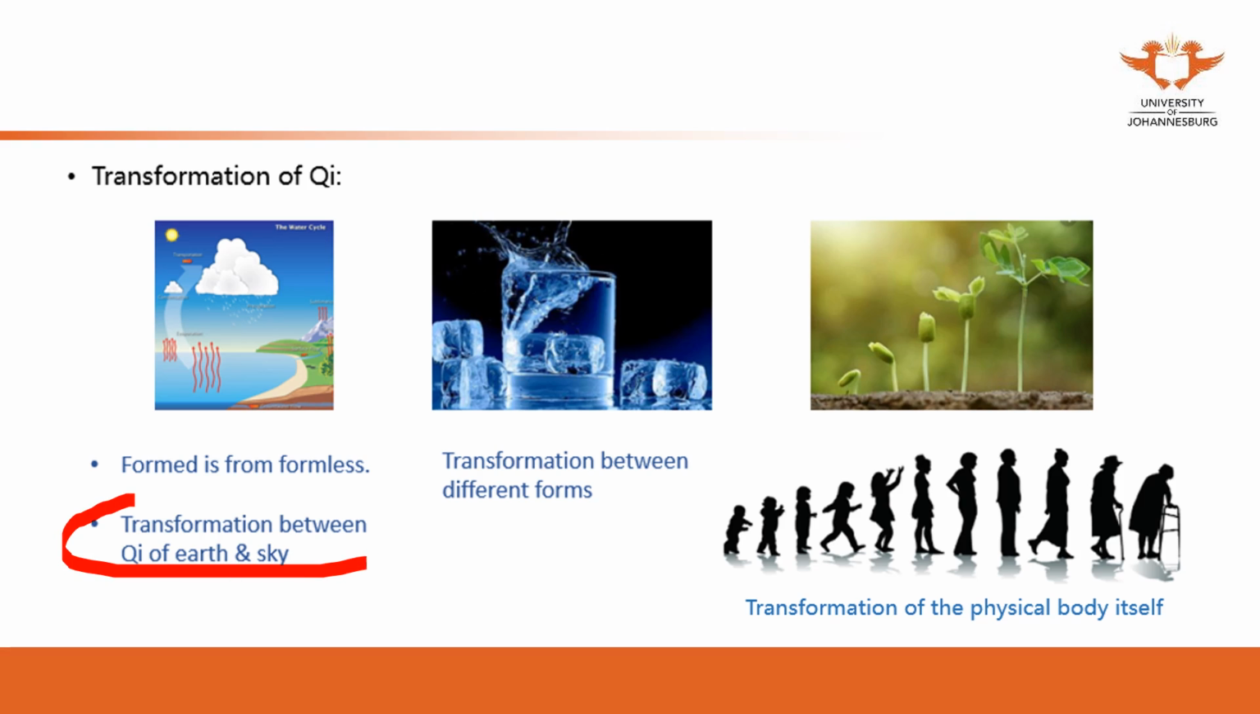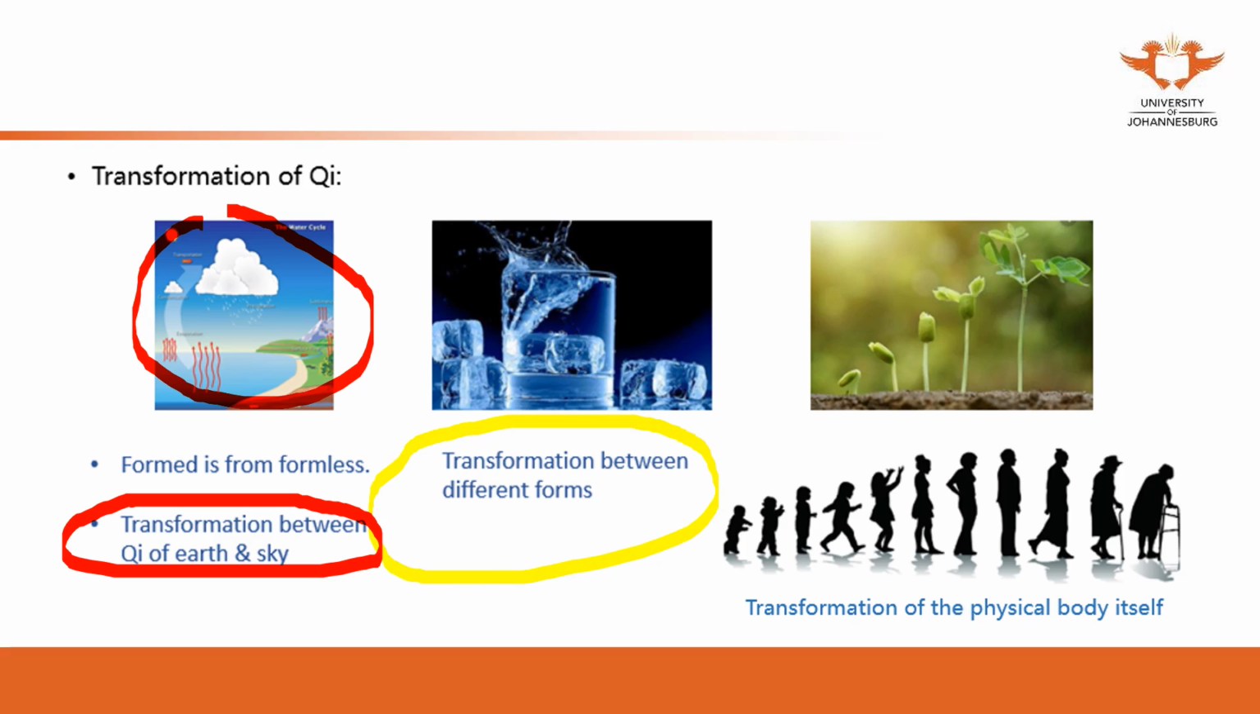The transformation between the qi of earth and the sky. This example can be seen from this image. The transformation of the water, and also the transformation between different forms. The water becomes ice. The ice becomes water. So it tells us that the transformation can happen between different objects, different shapes, like water and ice. These are two different shapes.